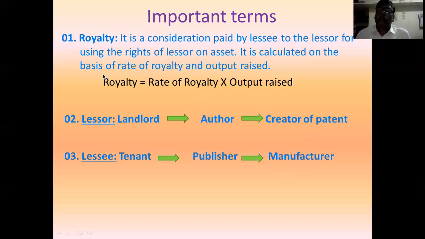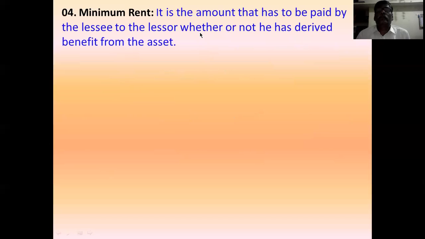What is royalty? How to calculate the royalty? Then who is lessor? Who is lessee? And next term is minimum rent.